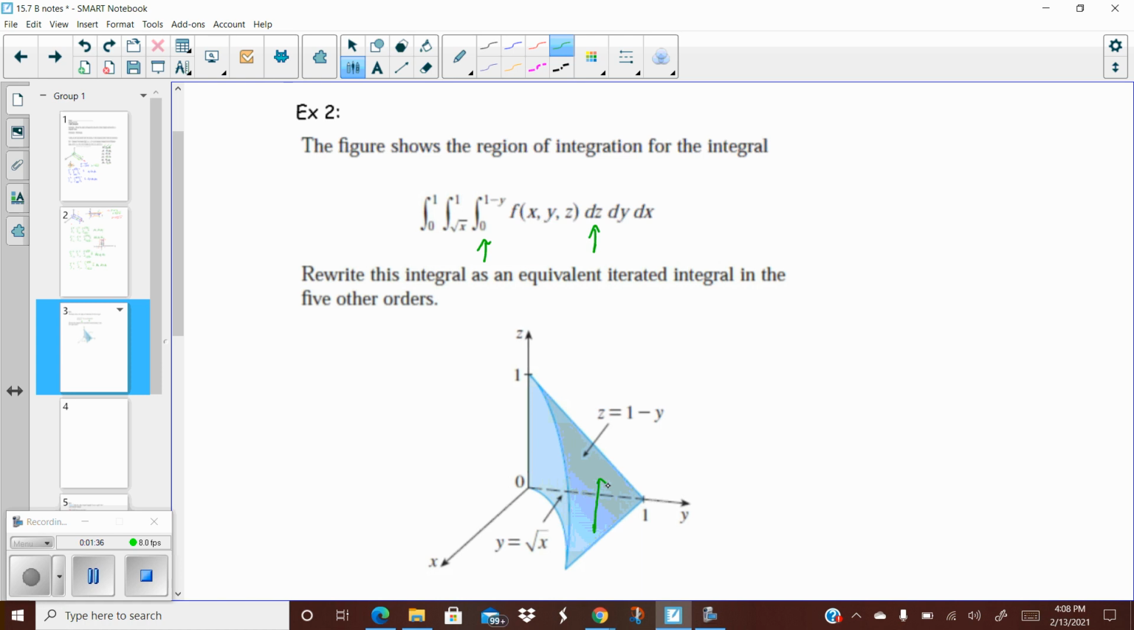It might help, given the original one here, if you actually write that out as a domain. So z is going to vary from 0 to 1 minus y. And then the second piece says that y is going to vary from the square root of x, which is the lower bound, to 1. So y varies from the square root of x, which is that piece right there, out to 1. And then x is just going to go from 0 to 1.